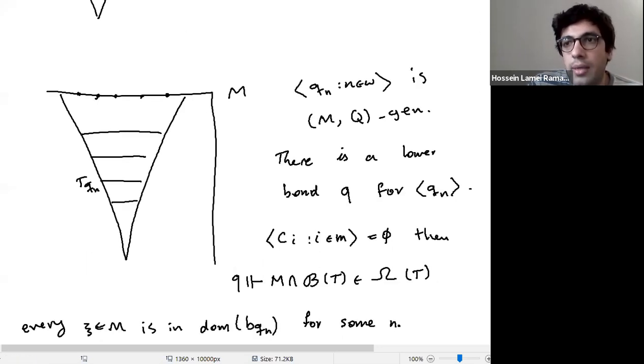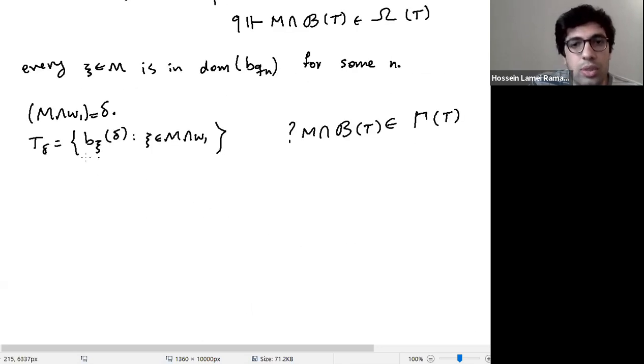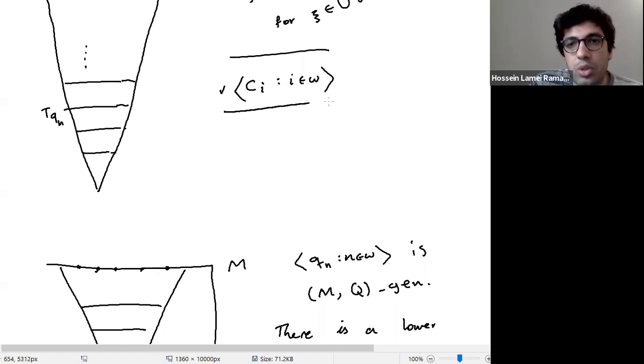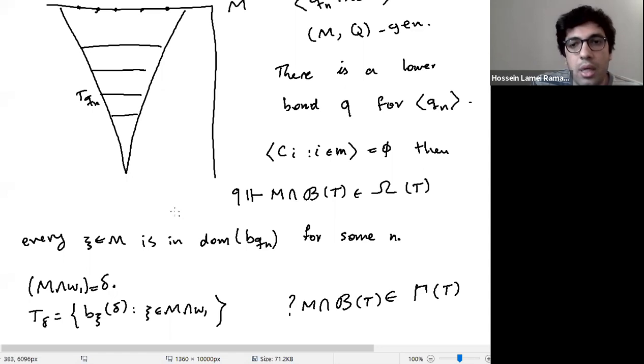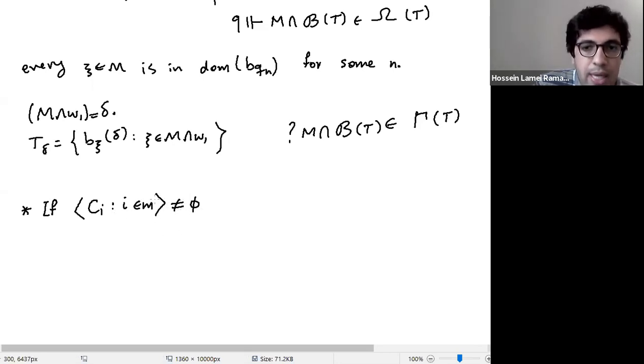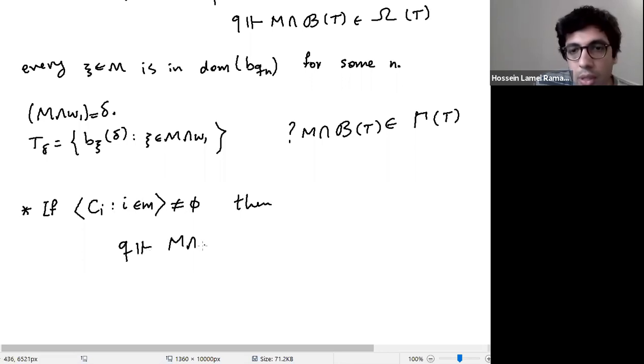And now it's by the same argument that I just showed, by the genericity that I use and the fact that T delta is going to be this, if I choose this to be non-empty and define this Q for CI, which is non-empty, then that Q is going to force that M intersect with B-T is in gamma T. So my point is that if CI, I, and M is non-empty, and of course we're going to assume that it has elements, it's disjoint from the set of big psi, then Q is going to force that M intersect with B-T is in gamma T.